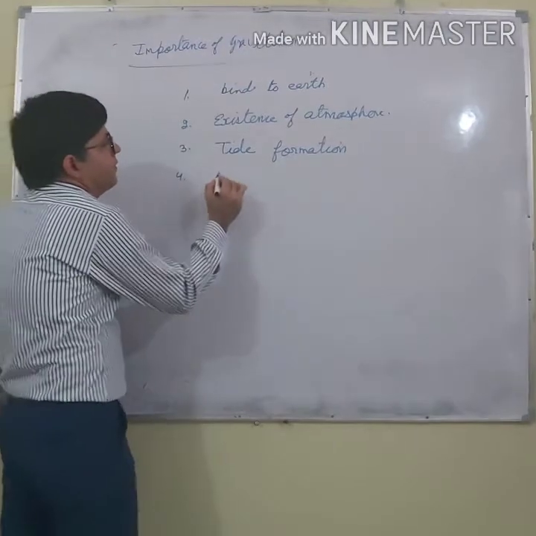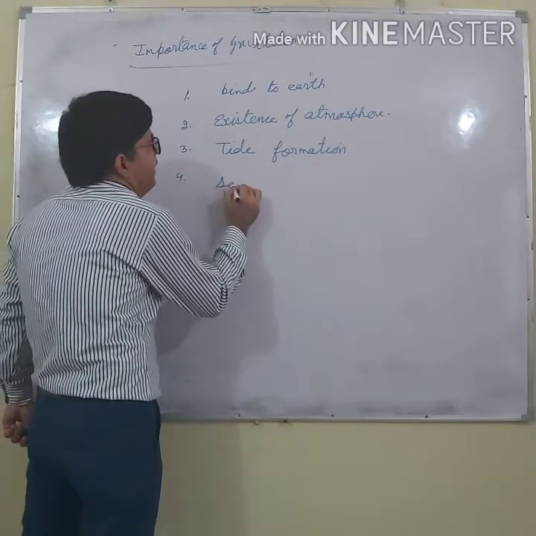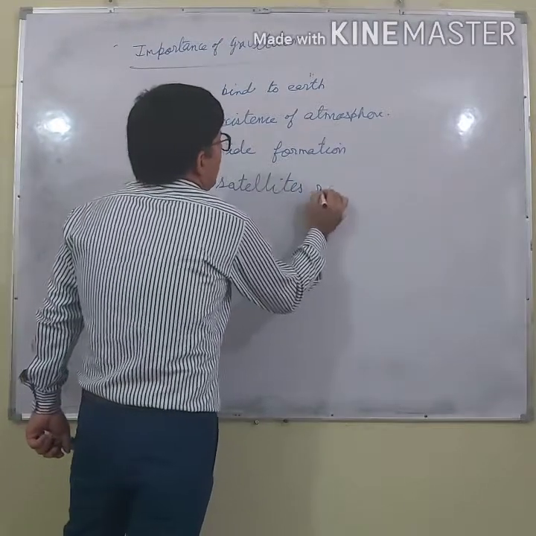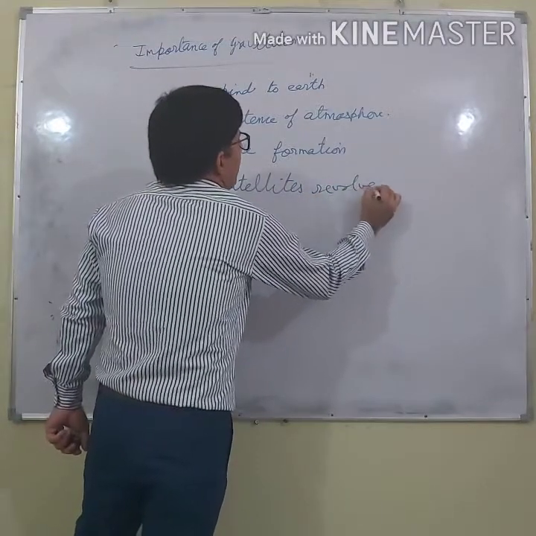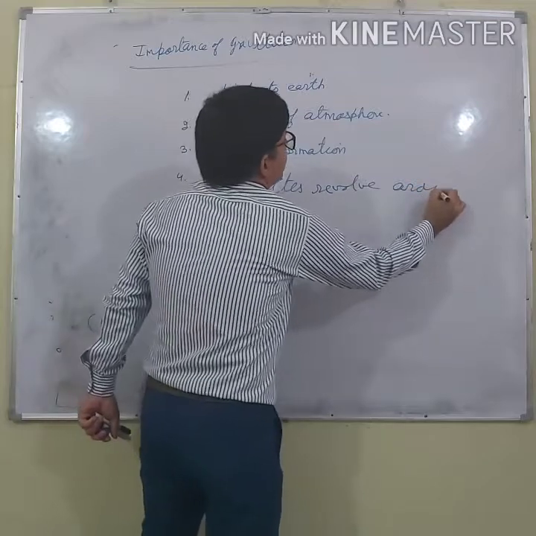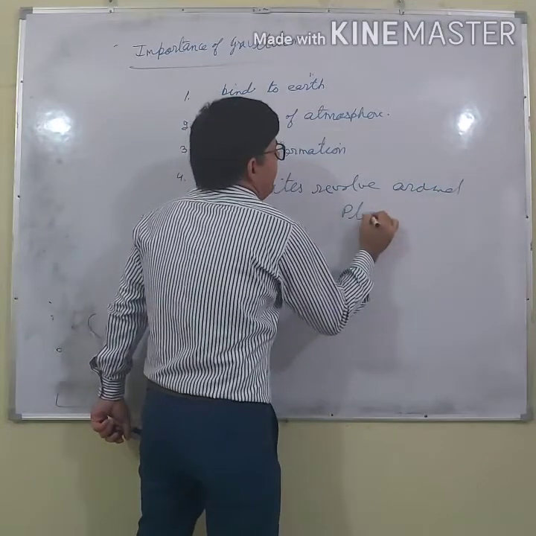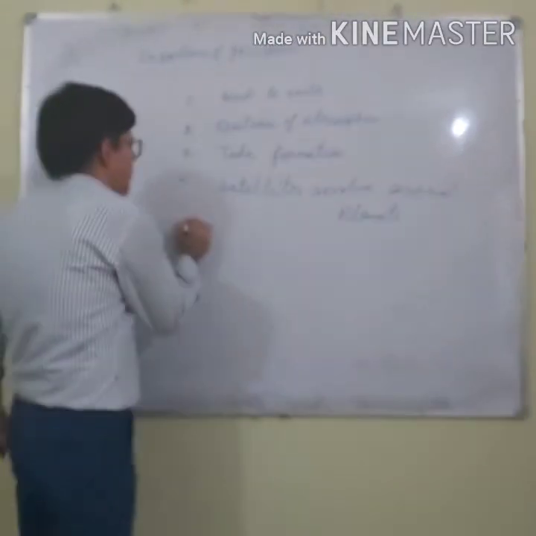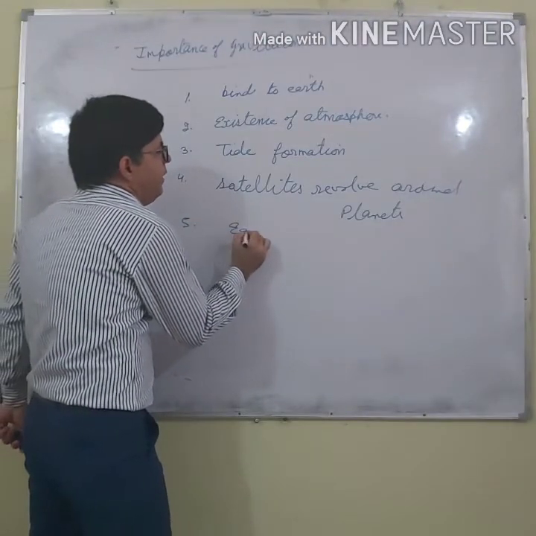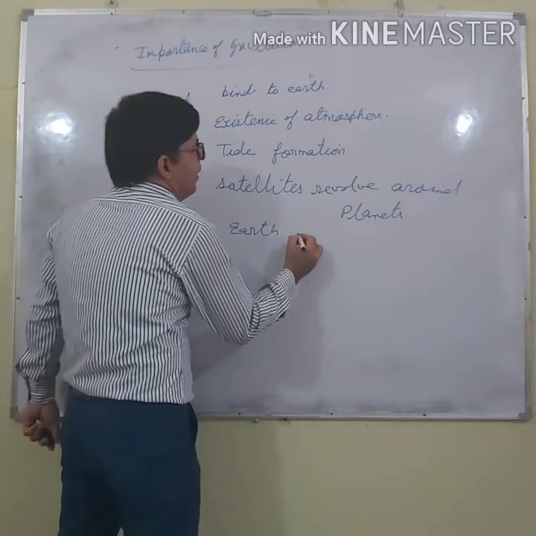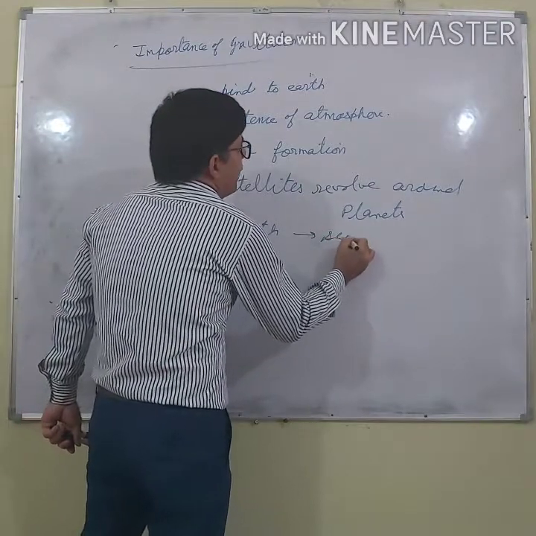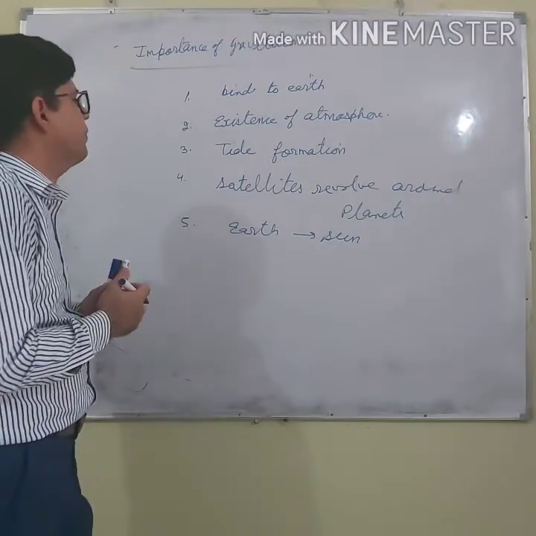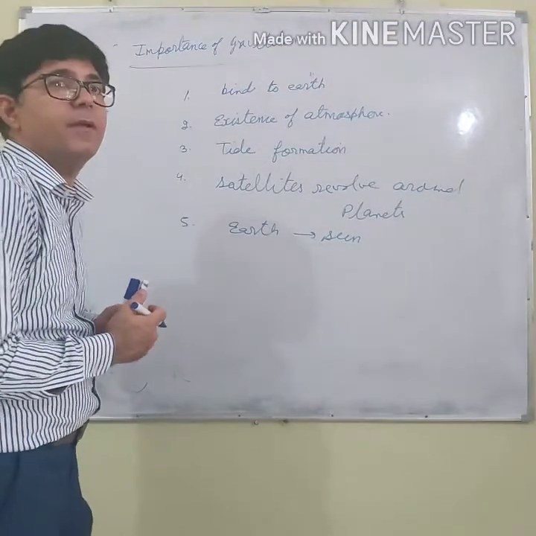Fourth point is, satellites revolve around planets, which can be explained by gravitation. Fifth point is, Earth or planets are revolving around the sun or star. It can also be explained by gravitation.